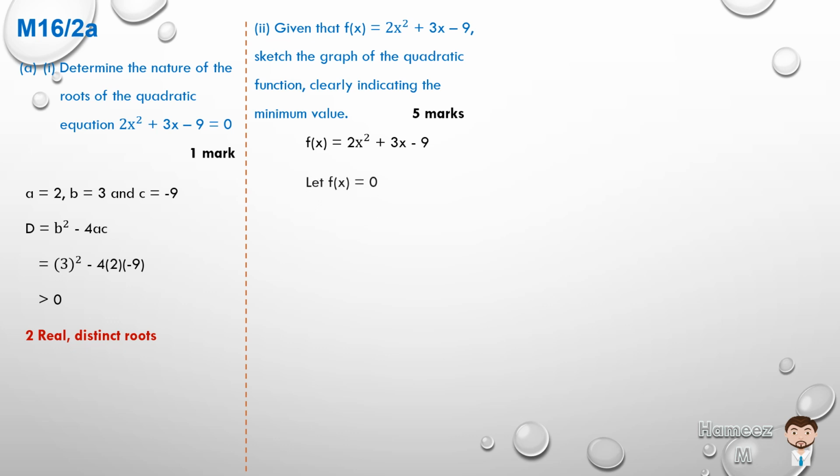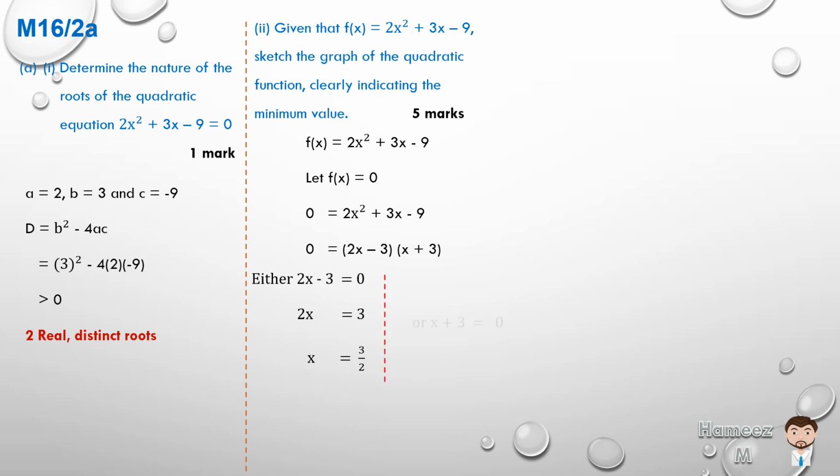So let f of x equal to 0. So 0 is equal to 2x squared plus 3x minus 9, and we can factorize or use our quadratic formula. So we're going to get 2x minus 3 by x plus 3. So either 2x minus 3 is equal to 0, so 2x is equal to 3. As such, x is equal to 3 over 2, that's one root. Or x plus 3 is equal to 0, so x is equal to minus 3.